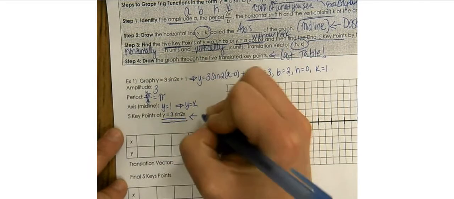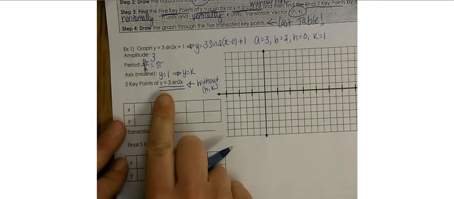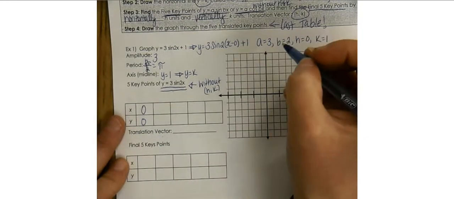Then my 5 key points of y equals 3 times the sine of 2x. This is the same exact equation, only without h and k. So this is an equation without h and k. So what we're going to do is focus on y equals 3 times the sine of 2x, and then we're going to add in our h and k second. So I know this is sine, so sine always starts at 0, 0. So that's sine. Sine is 0, up, 0, down, 0. That is my pattern. I'm working with 0, up, 0, down, 0.